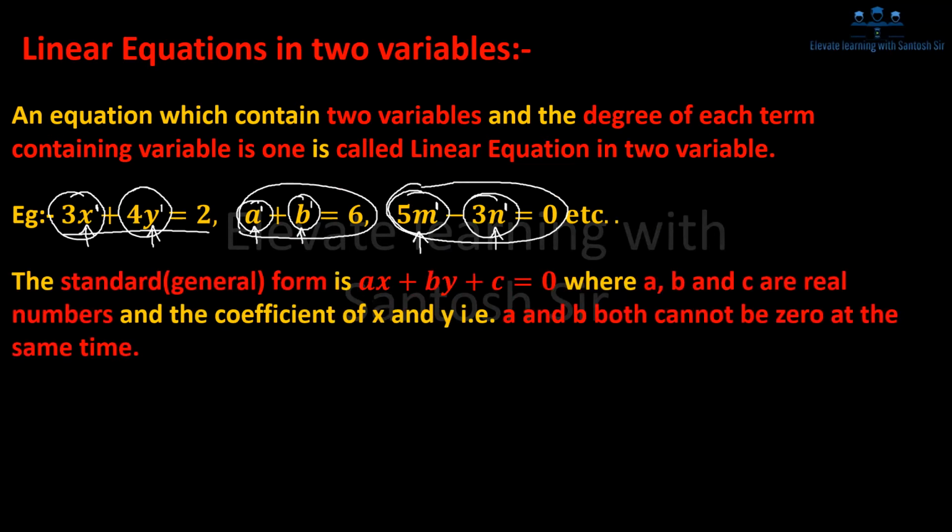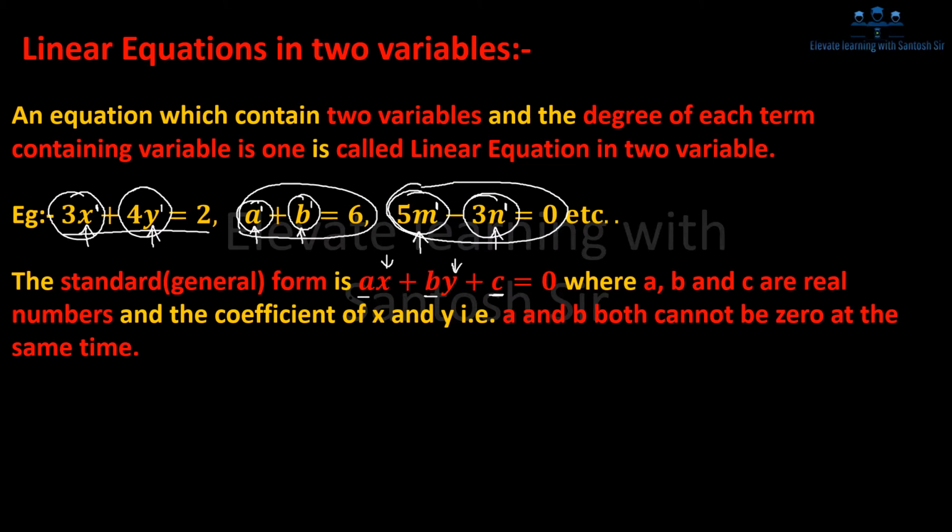Let's move ahead. The standard, or we say general form, is ax + by + c = 0, where a, b and c are real numbers. In the place of a, b and c, we will have numbers and we will have two variables in the place of x and y. The only condition is both a and b should not be 0 at the same time.